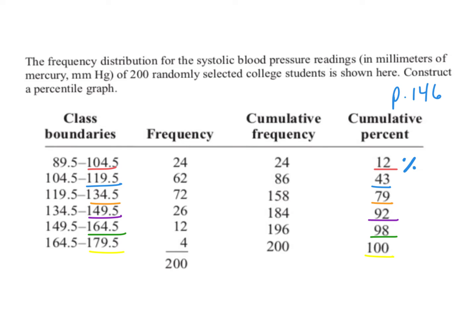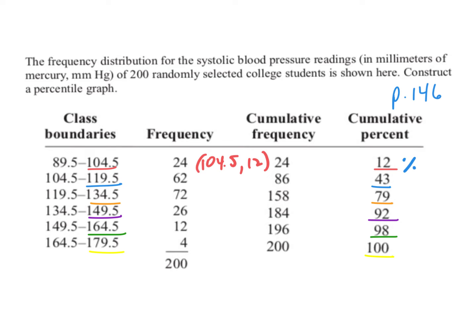And there's a reason that I underlined the end boundary, the upper boundary, and the percent. That reason is because those are the points I'm going to graph on my ogive, on my percentile graph. So for example, on this first line, I'm going to be graphing the point 104.5, 12.